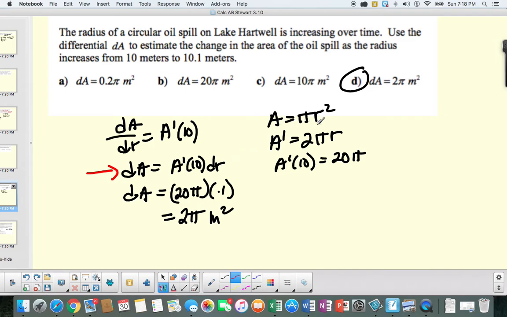Here's the equation of the area. Here's its derivative, and here's its derivative at 10. 10 is the point of tangency. This is the slope. And we're going to put this right into here, and we'll multiply by 0.1. We're going to get 2 pi, and that's the correct answer.